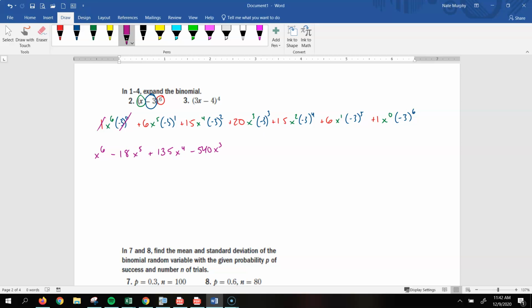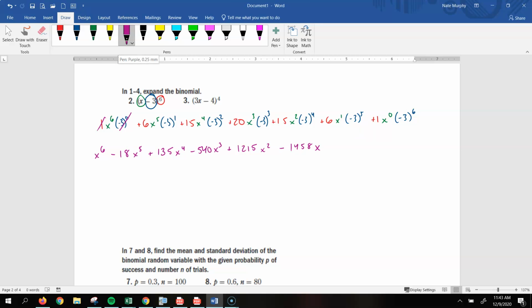Now in the next term, we have negative 3 to the 4th power. That's going to be a positive 81. And 81 times 15 would be a positive 1,215. And that would be x squared. Now the next one, we're going to take negative 3 to the 5th power. So that's going to be negative 243. But now we have to multiply that times 6. So that's going to be a negative 1,458. And that would be x to the first.